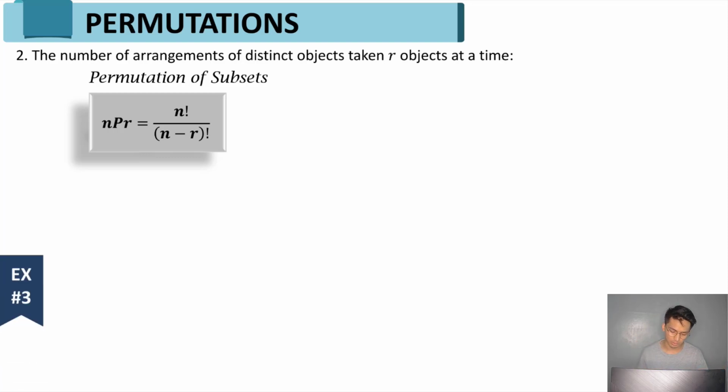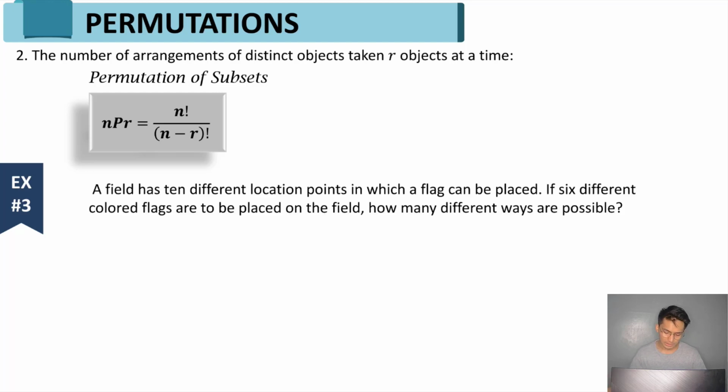So, example number 3, para mas maintindihan. A field has 10 different location points in which a flag can be placed. If 6 different colored flags are to be placed on the field, how many different ways are possible? So, para mas madali, ang gawin natin, ilagay muna natin yung given. Ano ba yung n at saka ano ba yung r?